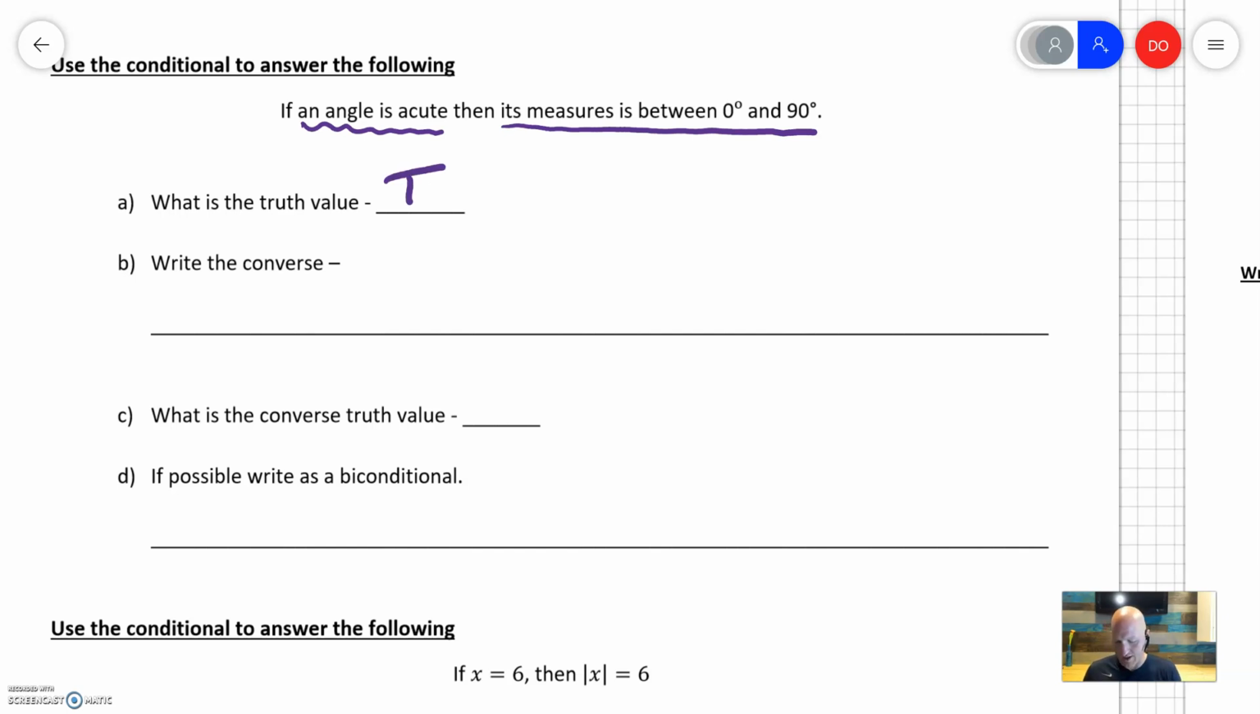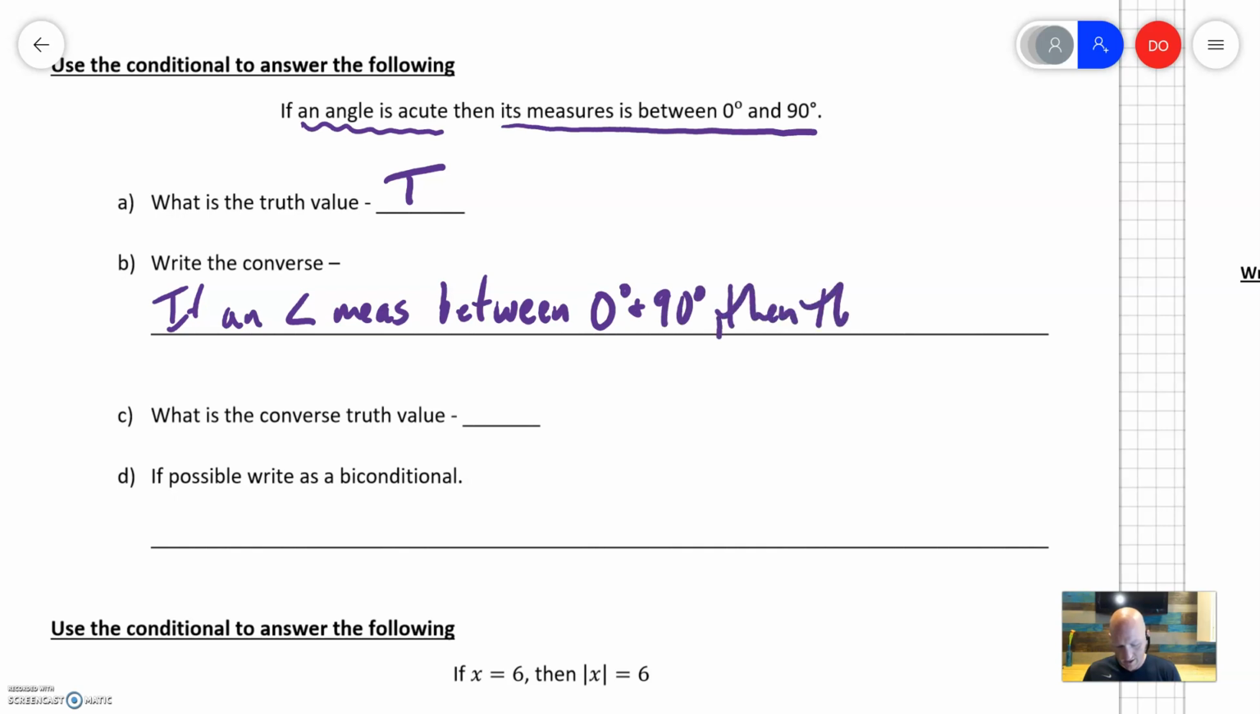Let's write its converse. So if an angle measures between 0 degrees and 90 degrees, then the angle is acute. So the truth value of that statement is also true. It's impossible to have an angle that measures between 0 and 90 degrees and it not be an acute angle. So therefore that statement's true.